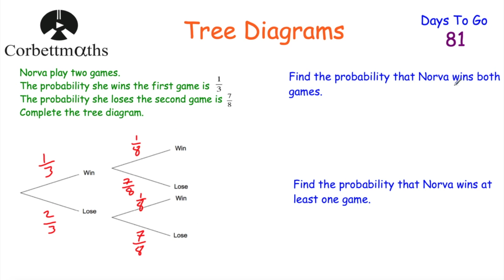Now the question says find the probability that Nova wins both games. So that's a win and a win. So we want to find this probability here, a win and a win. And then the next part says find the probability that Nova wins at least one game.